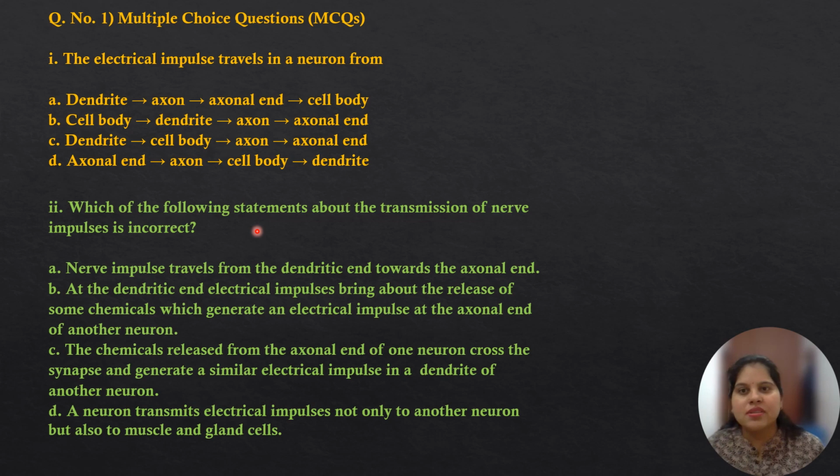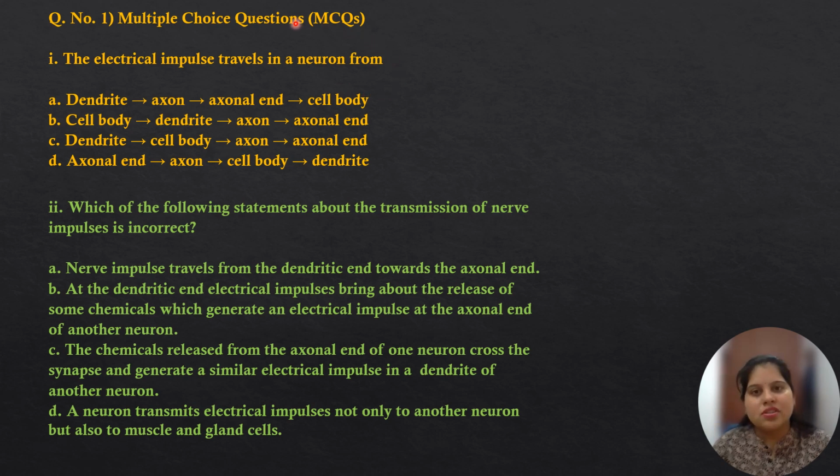तो हम क्लास को स्टार्ट करेंगे कुछ मल्टीपल चॉइस क्वेश्चंस के साथ. So first question is, the electrical impulse travels in neuron from: option A, dendrite, axon, axonal end and cell body; option B, cell body, dendrite, axon, axonal end; option C, dendrite, cell body, axon, axonal end; option D, axonal end, axon, cell body, dendrite.